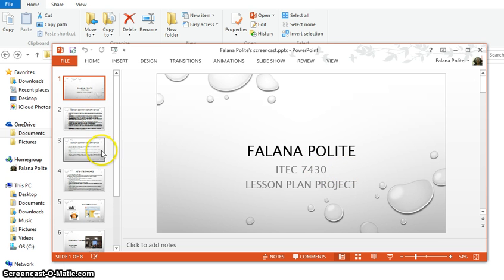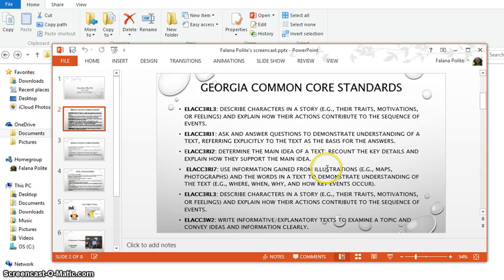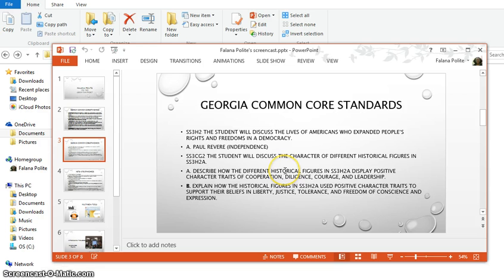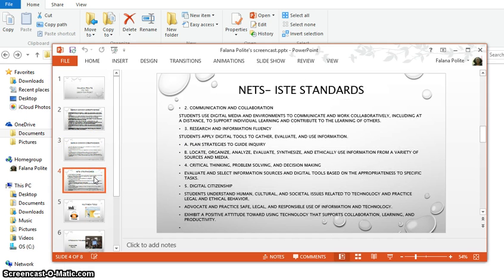Students will determine the main idea and details. They will describe the character traits of the character in a story, which for this unit we focused on Paul Revere. They will describe how Paul Revere displayed positive character traits of cooperation, diligence, and courage. And for the NETS standards, students will use critical thinking skills, communicate information, and use different technology.